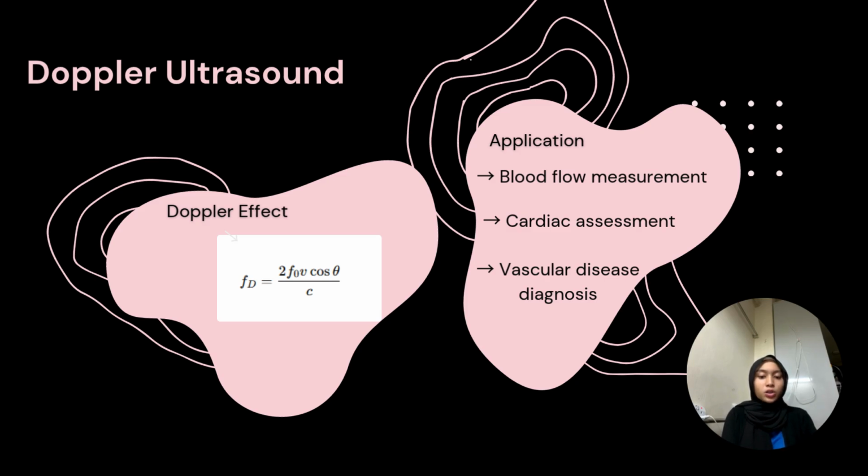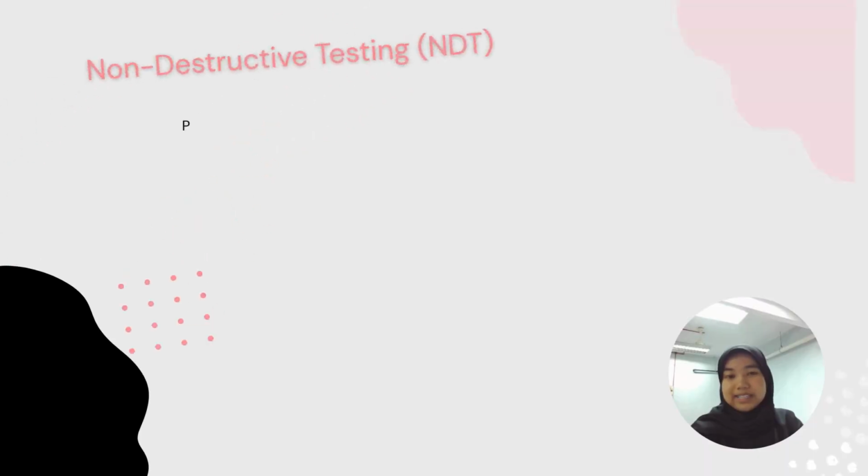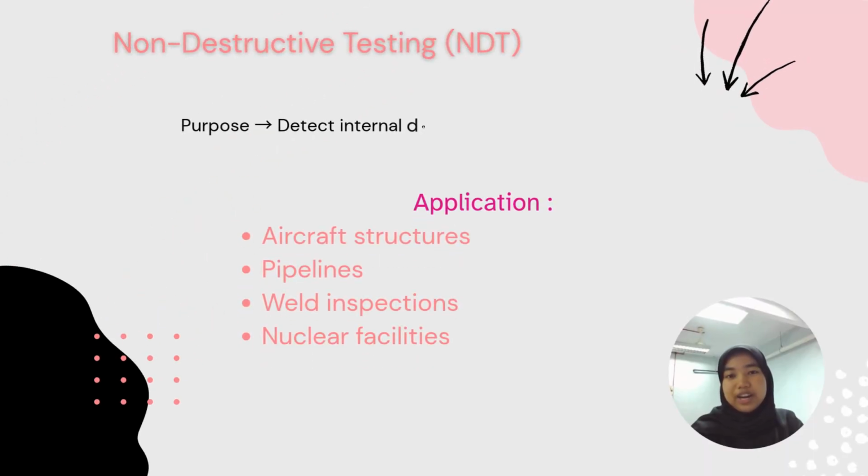Beyond medicine, ultrasound is also widely used for industrial inspection. Non-destructive testing, or NDT, uses ultrasound to inspect materials without causing damage. Ultrasonic pulses are transmitted into a material and reflections from cracks, voids, or defects are analyzed. This method is commonly used in aircraft structures, pipelines, welds, and power plants. The ability to identify internal defects while preserving the material makes ultrasound a valuable industrial tool.